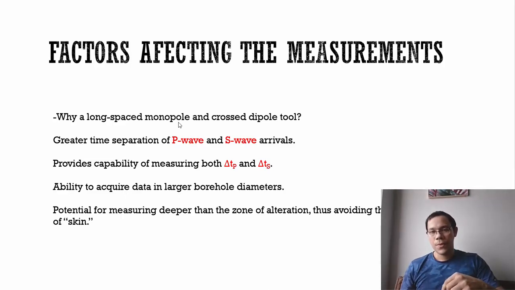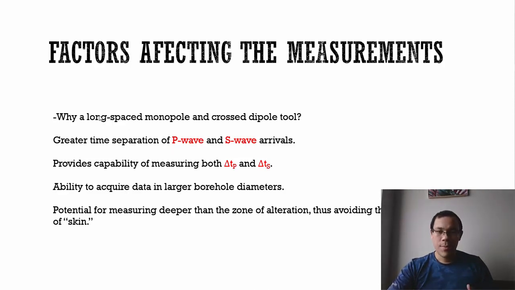Around that area, microfractures are created because of that action. So you don't want to evaluate the properties of the formation in that particular area. You want to evaluate the formation deeper, in the area that is not affected by that phenomenon. So we have that a long space monopole will create a greater time separation of P wave and S wave.